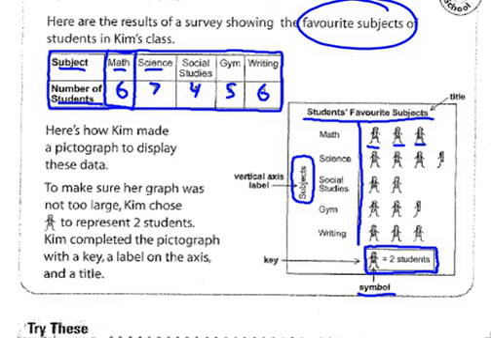Science, take a look. 7 students. 7 students chose science. So how can I create that? Well, I'm going to end up with a half of a symbol to represent 1, but then I've got 3 complete symbols, and each of them is worth 2, right? So it's kind of like 2 plus 2 plus 2 plus 1. That equals 7.